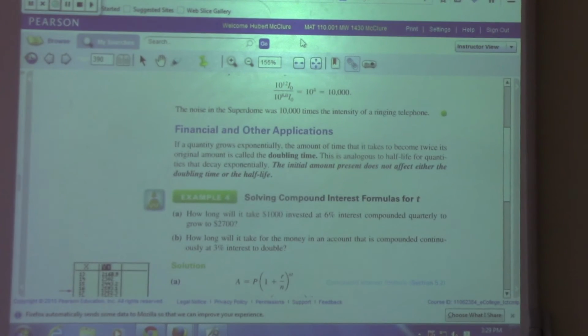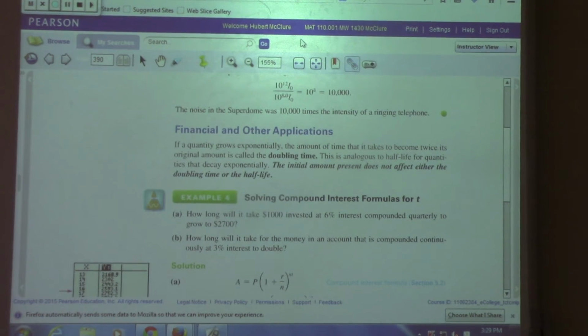And that is A is equal to P times parentheses 1 plus R over N raised to the NT power. This is one of those formulas that I don't care whether you pass this class or not. It's something you need to be aware of because it's going to apply to you whether you are using a credit card or saving money in the bank. The exponent is N times T. I'll tell you what all that is in just a second.